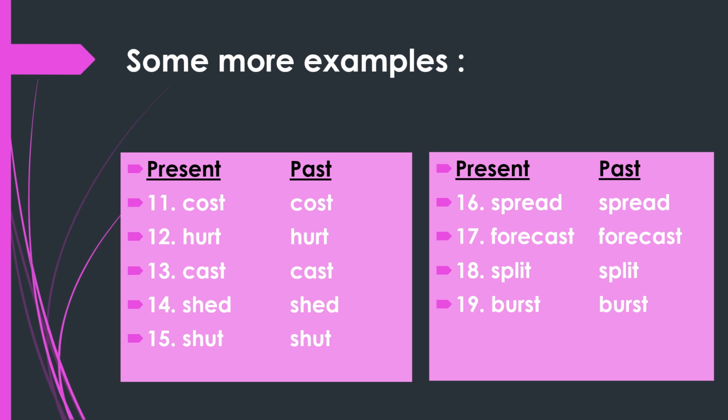The next one is burst. And this word also remains the same in the past tense. The last one is upset. Upset remains the same in the past tense form. So these are the 20 verbs, children, which remain the same in the past form. So I want you to memorize them properly so that you can remember them forever.